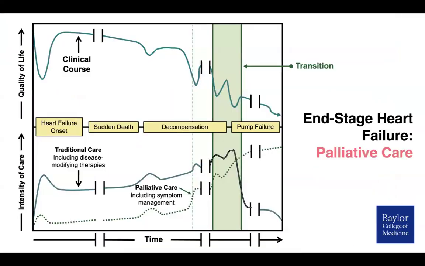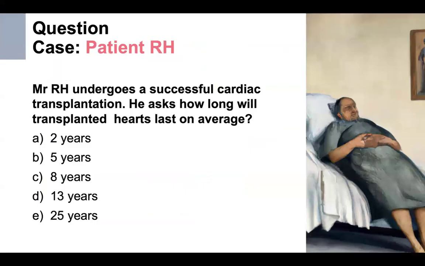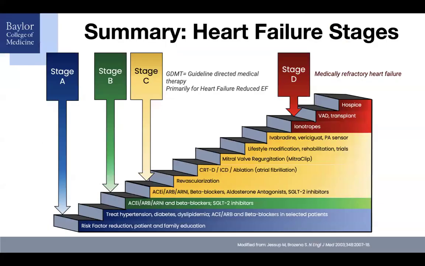And finally, for those patients who are not eligible, we want early involvement of palliative care to allow for that transition and to improve management in those patients who are not eligible for these advanced therapies, to shepherd them through their disease process, as well as consider hospice if they're ineligible for advanced cardiac therapies. So, patient RH eventually underwent successful transplantation. He asked, how long will a transplanted heart last? And the answer is 13 years. So this is what we're looking at for these patients.